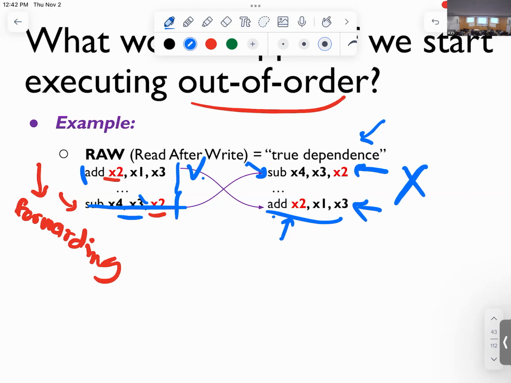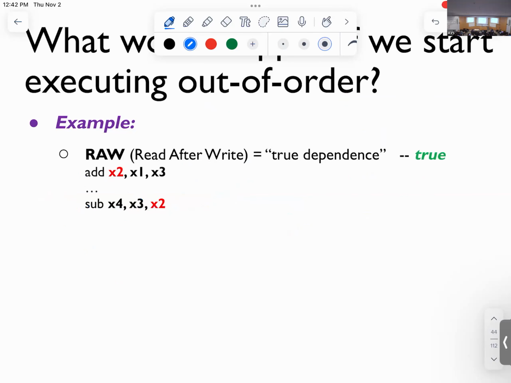I'm going to explain how we schedule, but keep in mind that you never have a scenario like this, because it would lead to correctness issues. There's no solution for it. So this should never happen in out of order execution, okay? We call this a true dependence, and this is a true data hazard.